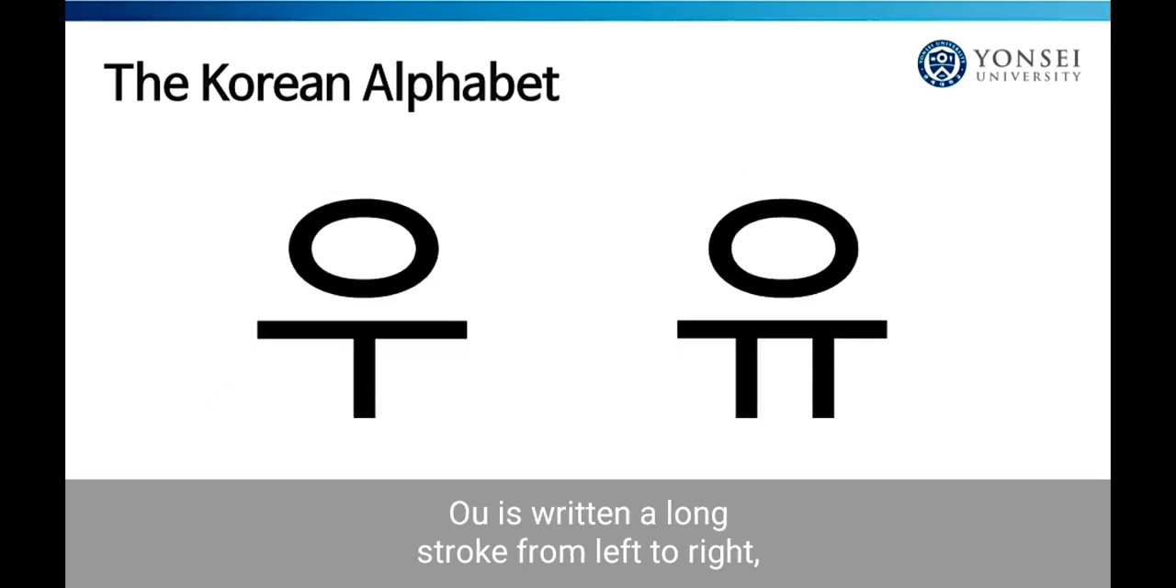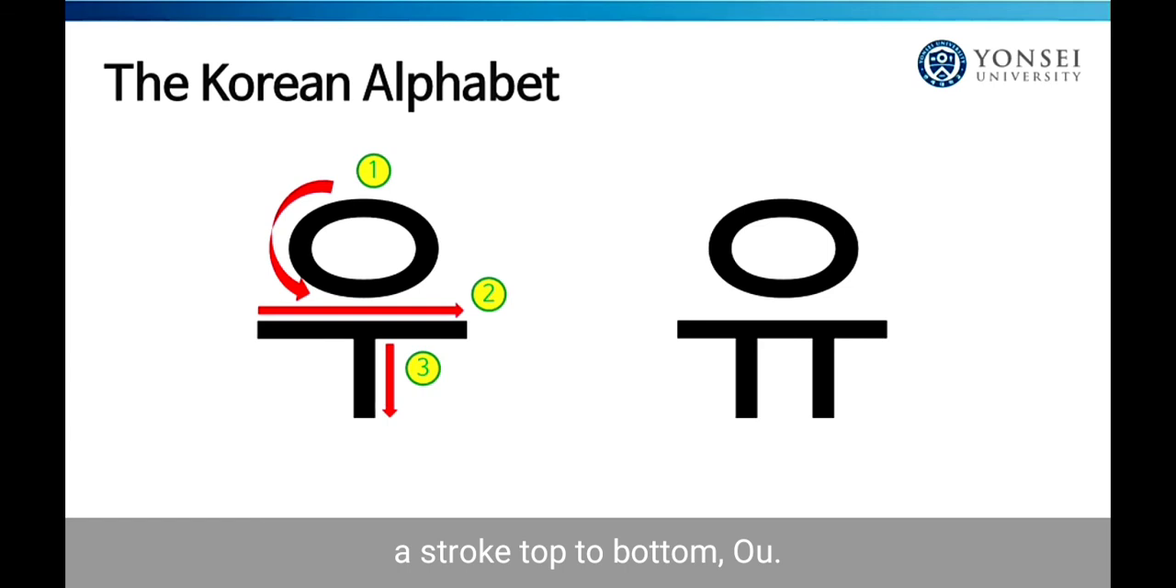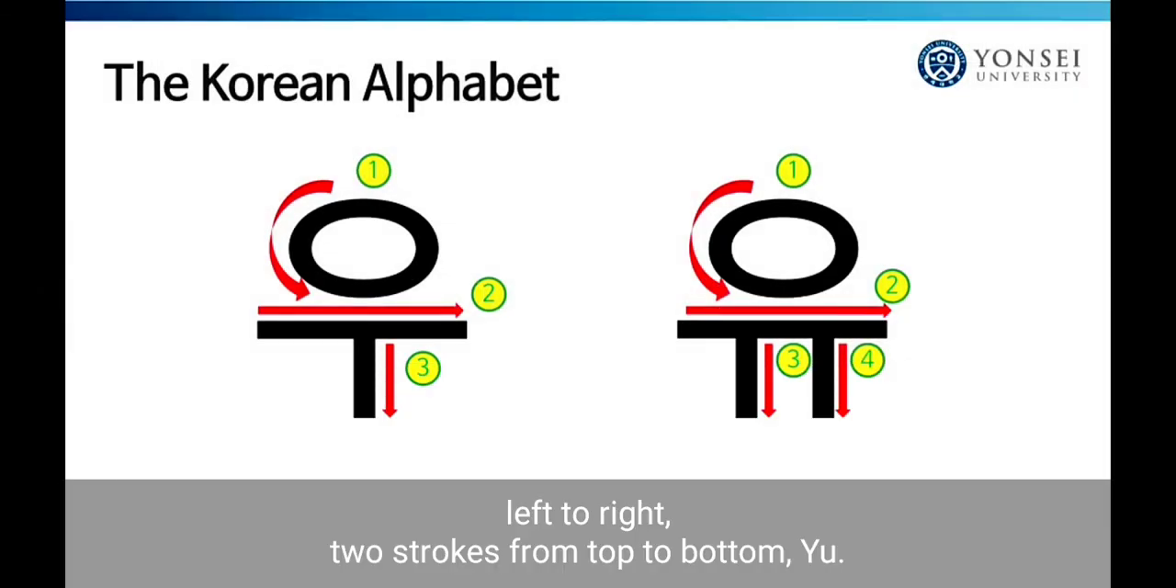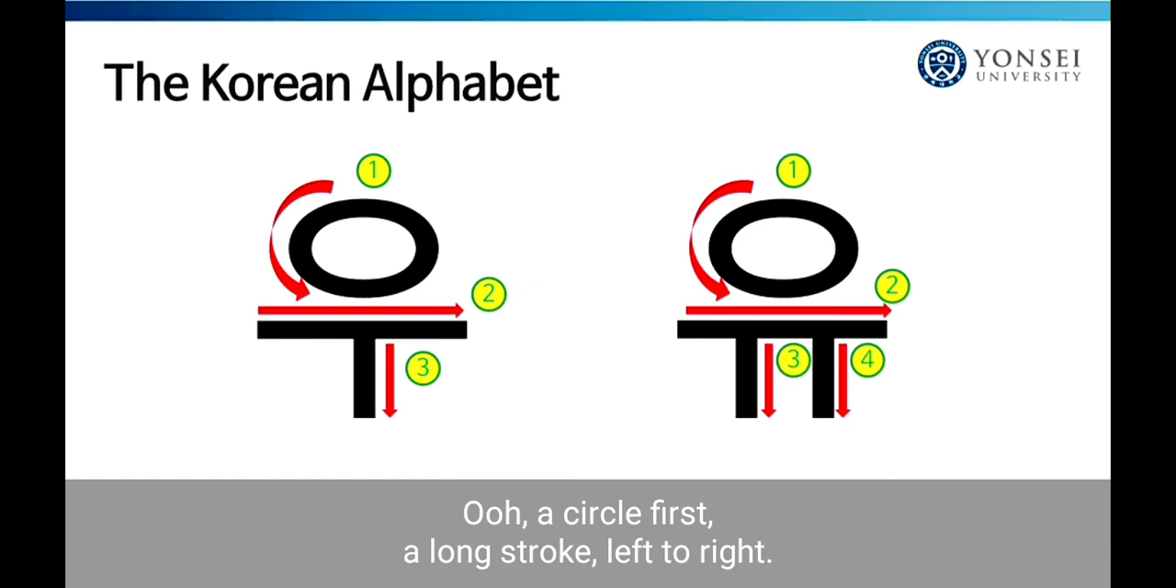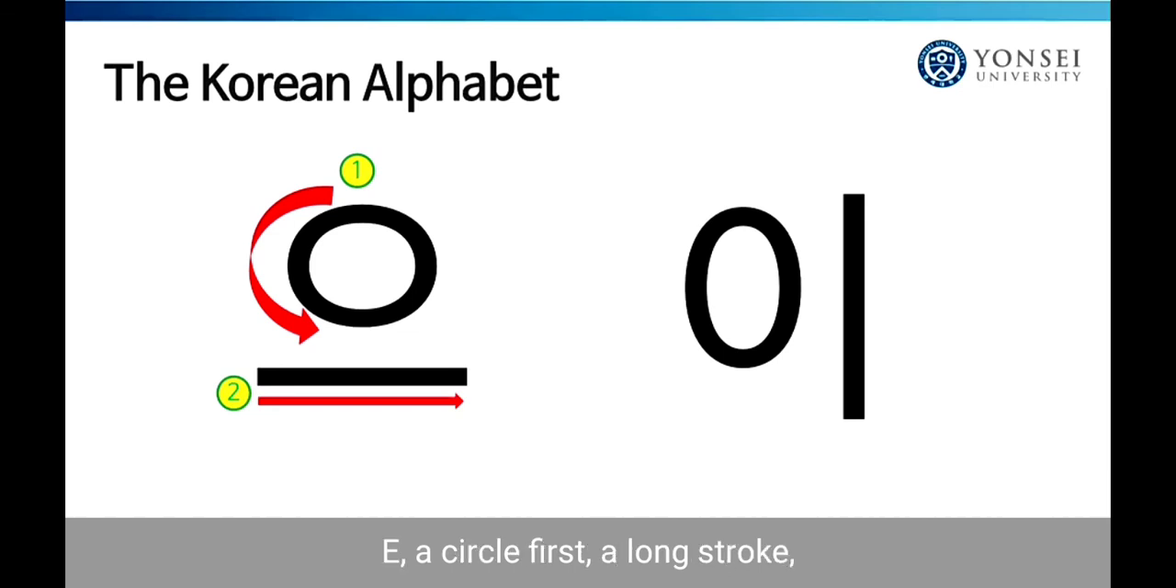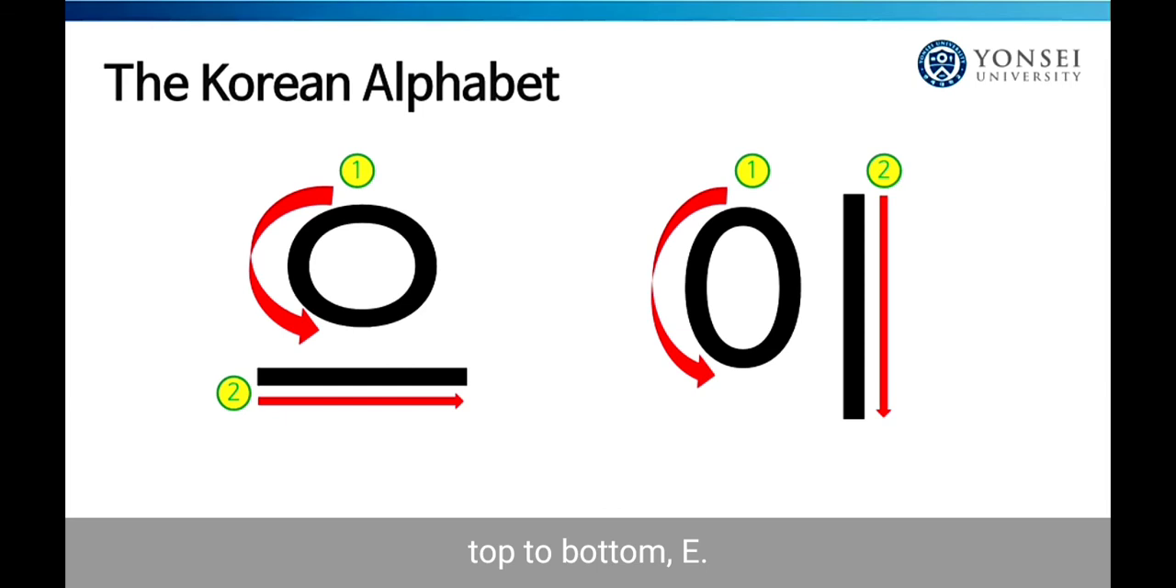U is written with a circle first, a long stroke from left to right, and a stroke top to bottom. U. You, a circle first, a long stroke left to right, and 2 strokes from top to bottom. You. U, a circle first, a long stroke left to right. E, a circle first, a long stroke top to bottom. E.